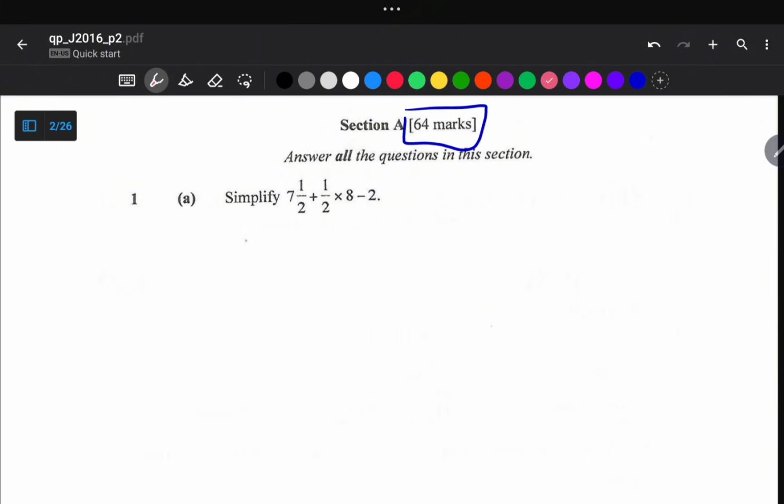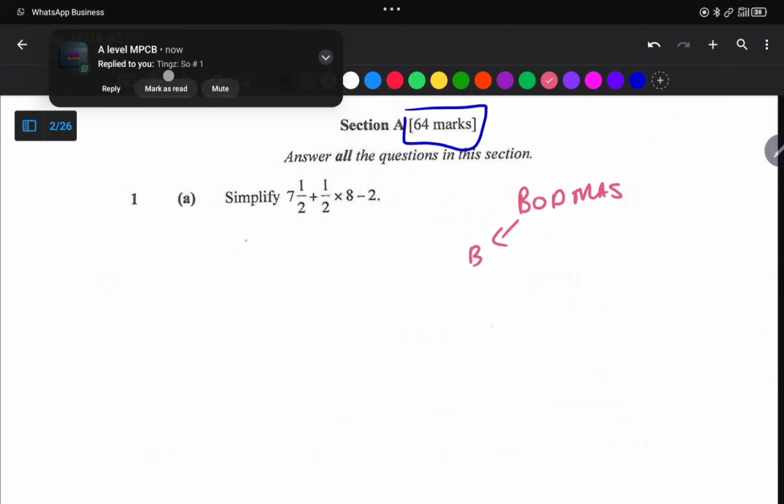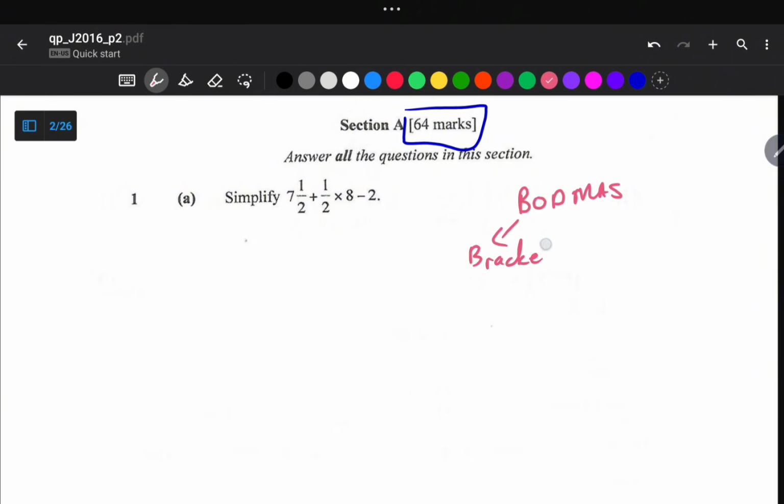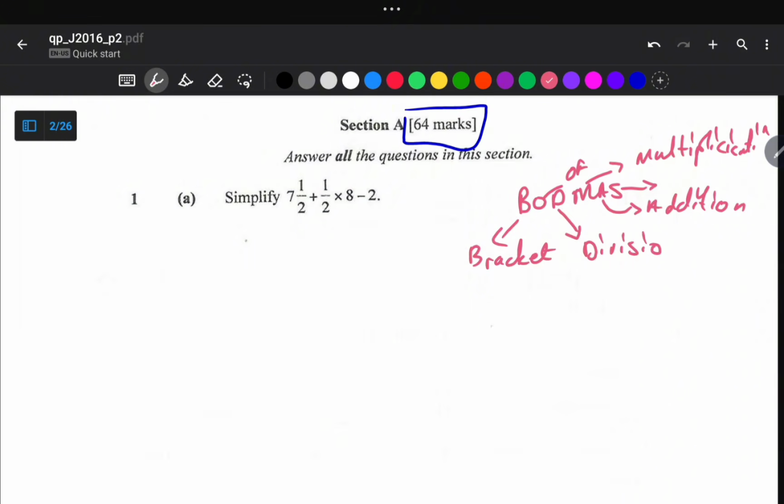So here we are going to use BODMAS. It's BODMAS where B represents bracket, O is of, D is division, M is multiplication, A is addition, and S is subtraction, okay?